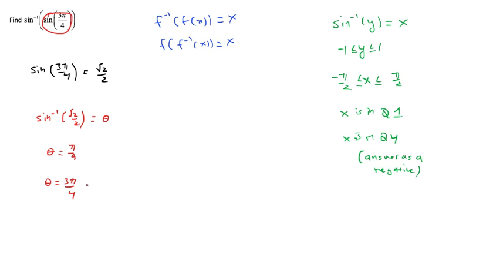But how do you know which one? The key is how we restrict the domain. Remember, for sine inverse, we only deal with quadrants 1 and 4. Well, wait a minute. 3 pi over 4 is in quadrant 2, so I don't want to use that. This one is in quadrant 1. So my answer here is pi over 4.